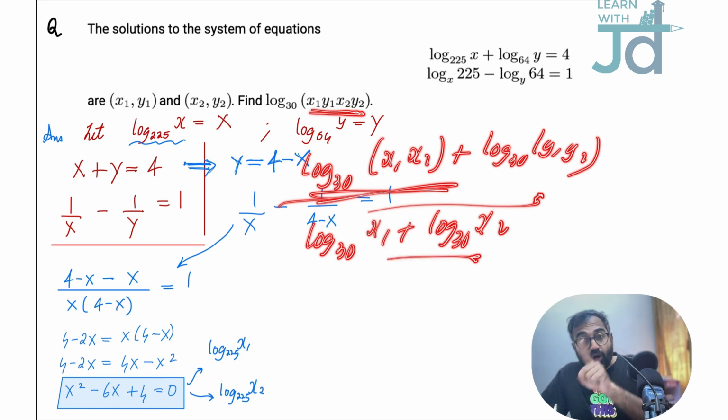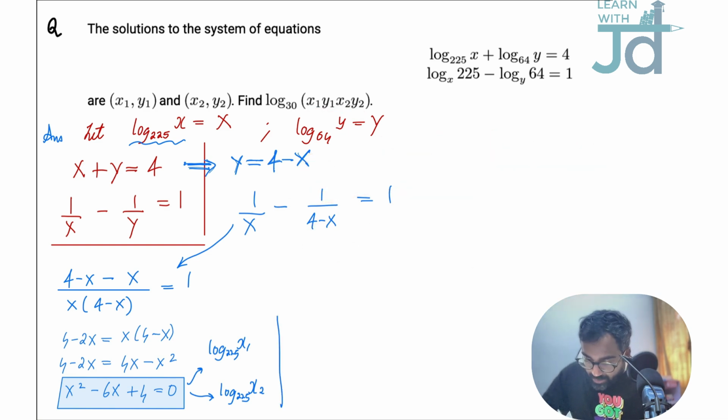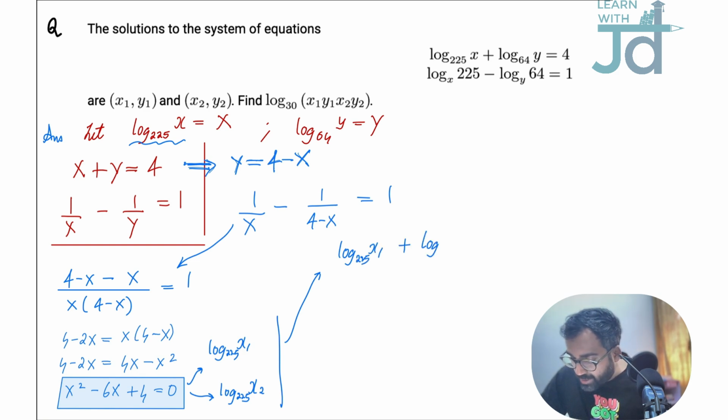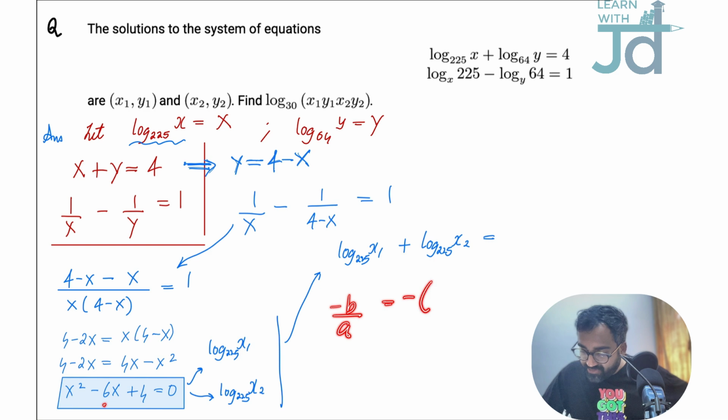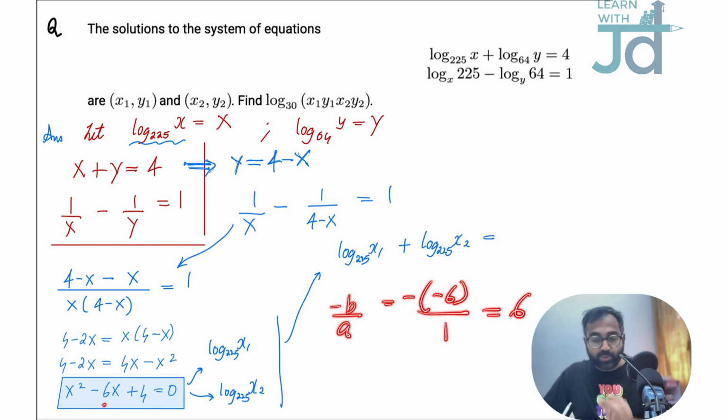So the sum of two logarithms will give you inside multiplication. Yes or no? So you don't have to solve for x and y values. Here I can write like this: log x1 to the base 225 plus log x2 to the base 225. Basically I am asking the sum of the two roots. And you know, in a quadratic equation, the sum of the two roots is minus b by a. And here it is minus of minus 6 by 1, which is equal to 6. So the sum of the roots is 6.